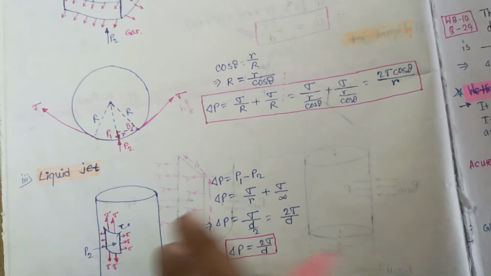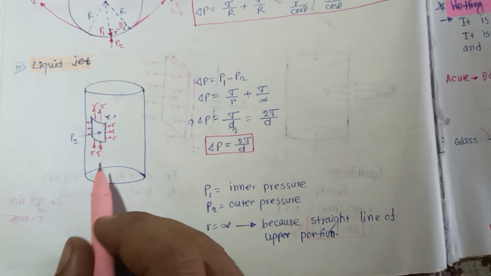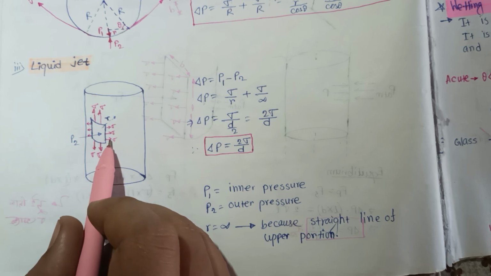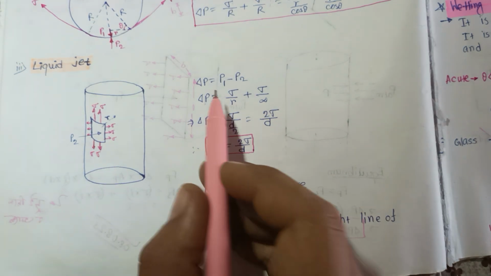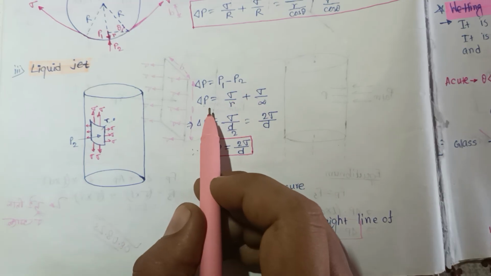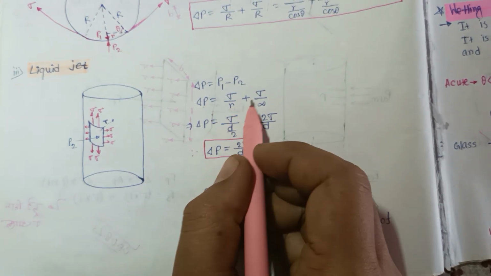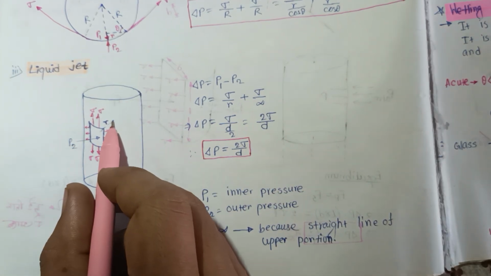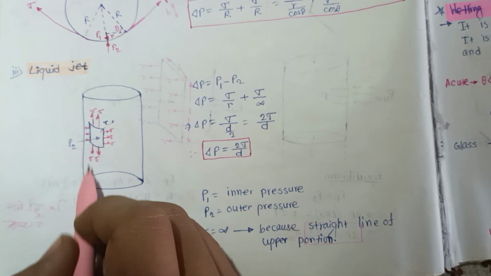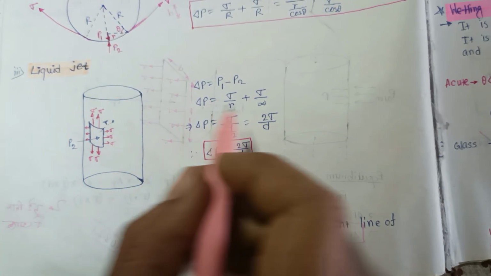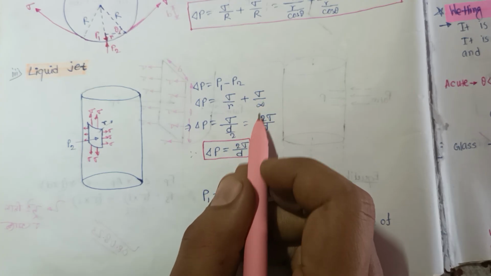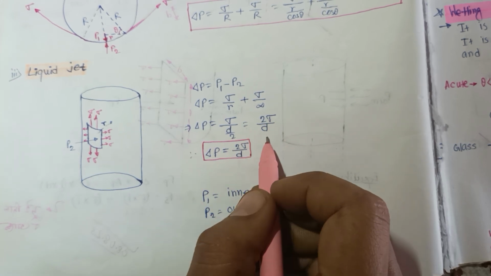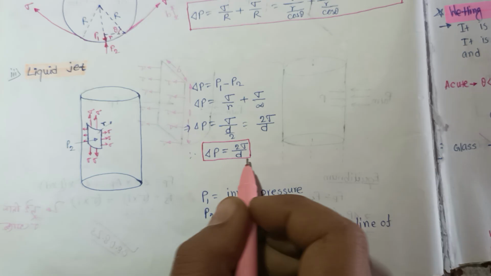And this is for a liquid jet. The outside pressure is P2 and the inside pressure is P1, surface tension is acting on the surface, and delta P is equal to P1 minus P2. So delta P is equal to sigma by r plus sigma by infinity. Sigma by the radial distance from the center line to the outside is r, but in the vertical direction the radius is infinity. So sigma by infinity is zero, and delta P is equal to sigma by r, and r equal to d by 2, we know that. So delta P is equal to 2 sigma by d.